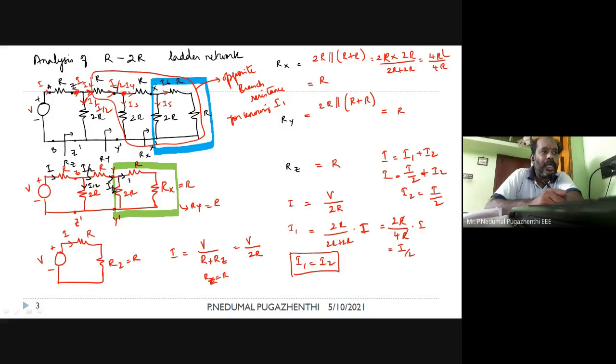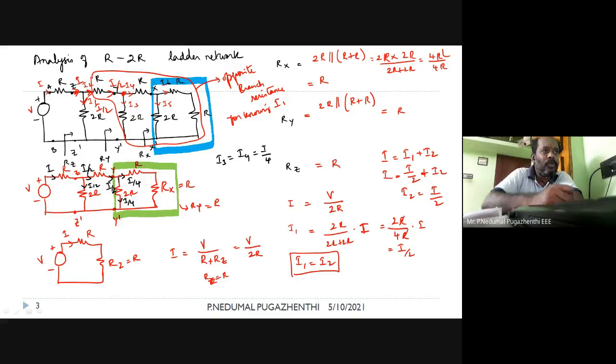So again this I by 2 is divided into 2, I by 4, I by 4. I by 2 divided equivalently, so I by 4, I by 4. So what is the current available here? I3 and I4. So what can I write? I3 is equal to I4 is equal to I by 4.